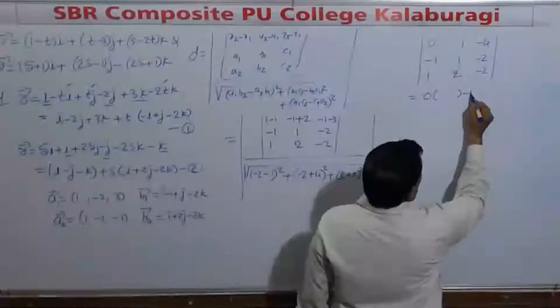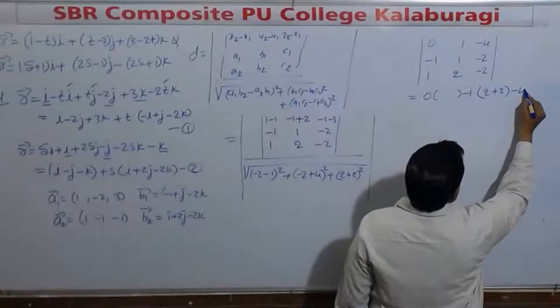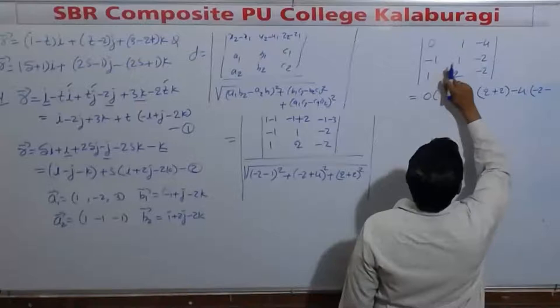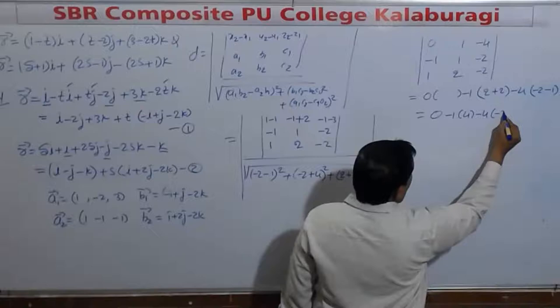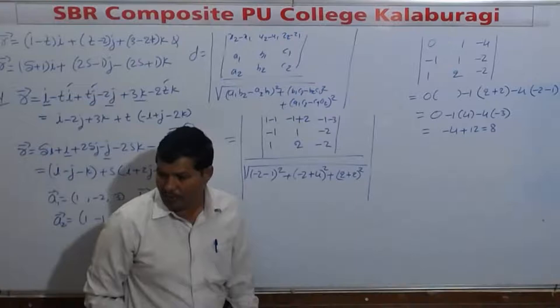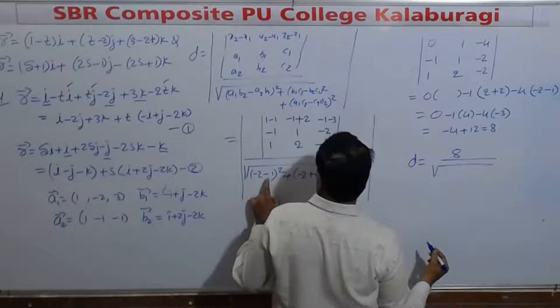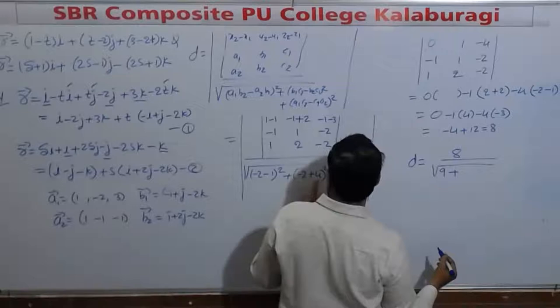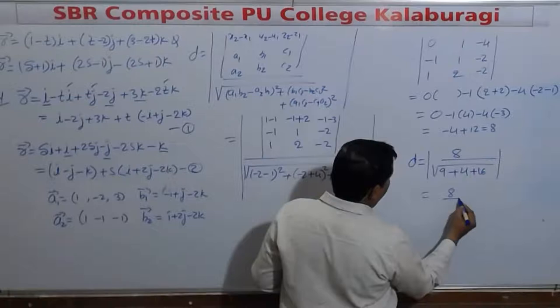Okay, minus 1, minus 1 into minus 2, 2, minus 1 into minus 2, minus 2, this becomes plus 2. Okay, minus 4, minus 1 into 2, minus 2, minus 1 into 1, 1. This is equal to 0, minus 1 into 4, minus 4 into minus 3, equal to minus 4 plus 12, equal to 8. Therefore, D equals 8 by root of minus 2 minus 1, 3, D square 9, plus minus 2 square 4, plus 2 square 4, 4 square 16, equal to 8 by root of 29.